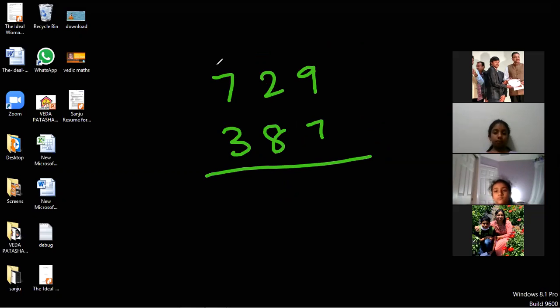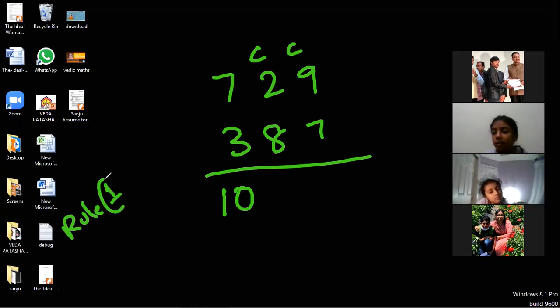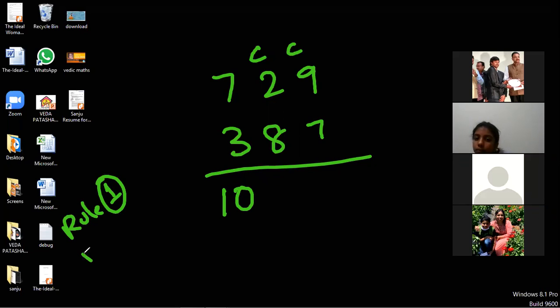You see, here all are carry combinations. For the first pair we need not mention anything. From the next pair, we have to mention whether it is C or NC. Both are C, right? 2 plus 8 is 10, 9 plus 7 is 16. After adding the first pair, we have to write the complete answer, the total answer. From the second pair, we need to write only the end number in the answer. That is rule number 1.